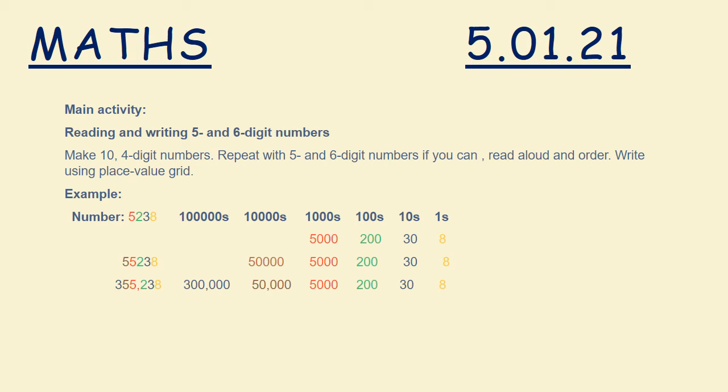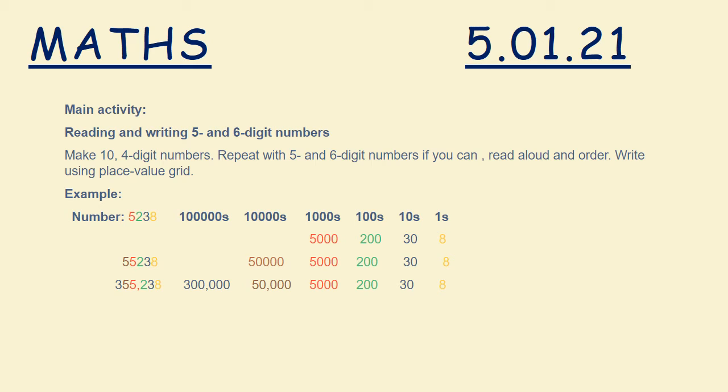Example, number 5,238. In the 1,000s column, we have 5,000. In the 100s column, we have 200. In the 10s column, we have 30. In the 1s column, we have 8. 5,238.